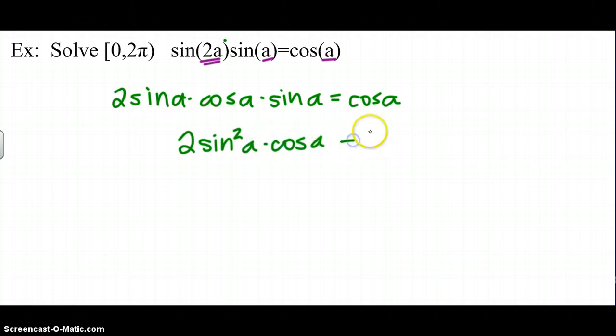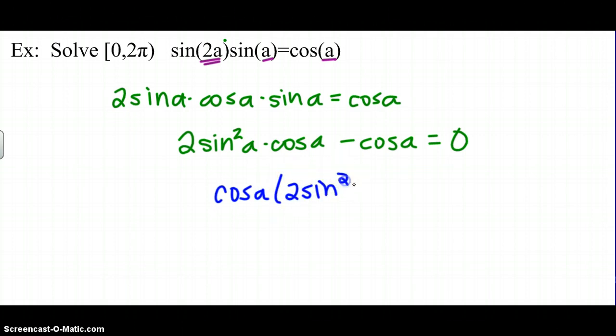I'm going to go ahead and subtract this cosine of A to the other side. I don't want to divide by cosine because you could end up losing a root. That's like dividing both sides by x. You don't want to divide out by something that's a variable. Instead, you want to get everything on one side and factor out what they have in common. So these both have a cosine of A in common. Left with 2 sine squared A minus 1 is equal to 0. Two things multiplying to 0.